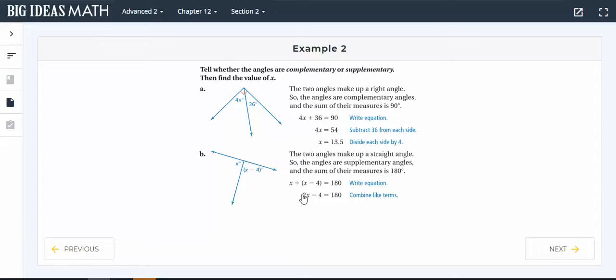Now it's just a two-step equation. I'm going to add my 4 and divide by 2. So when I add by 4, I'll have 184, and then I'm going to divide by 2, and my calculator is going to give me 92. So x is equal to 92.